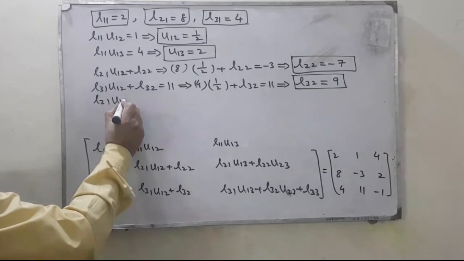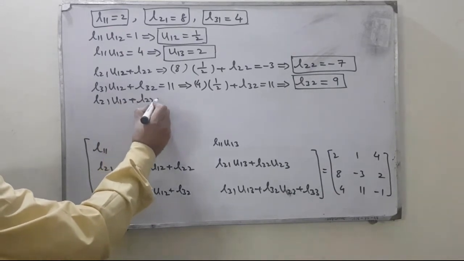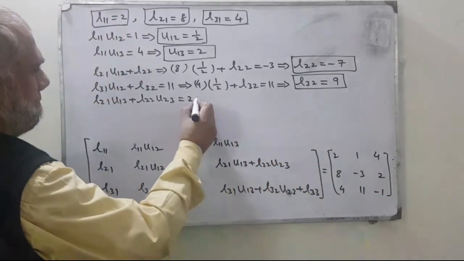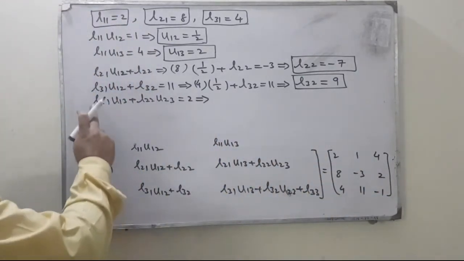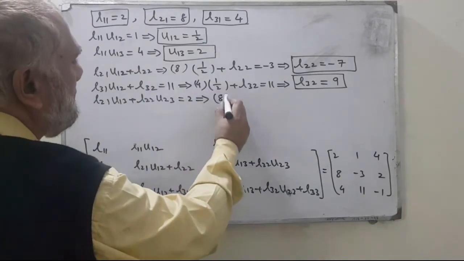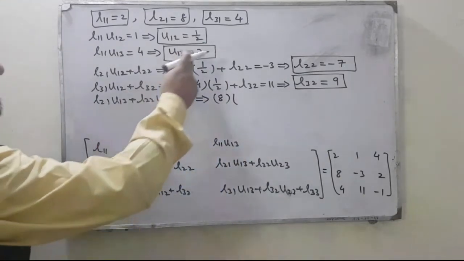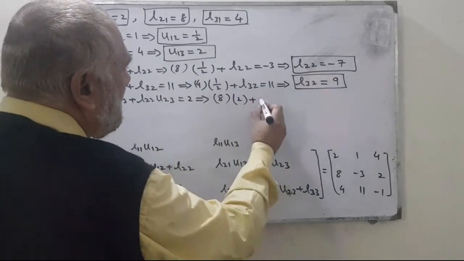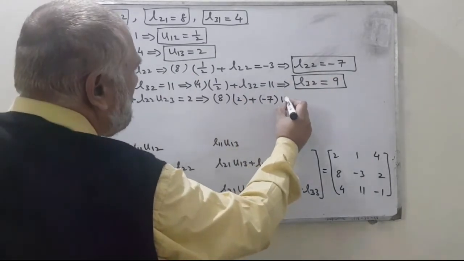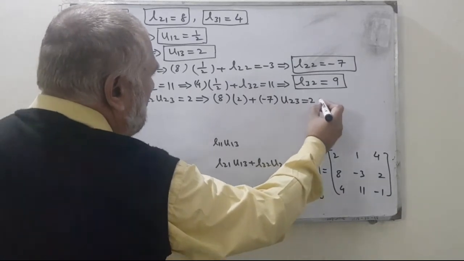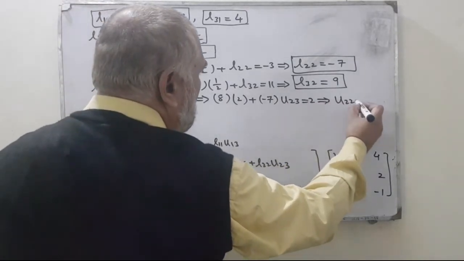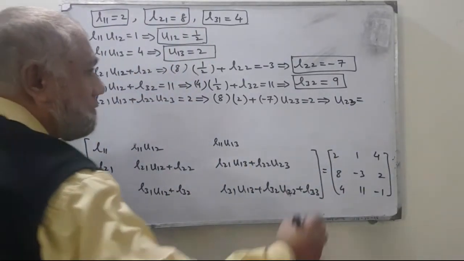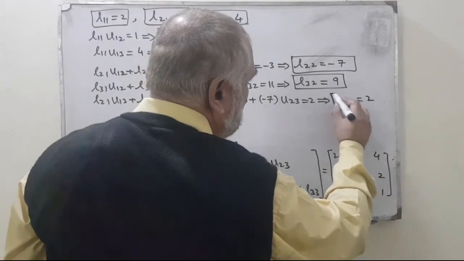L21 U13 plus L22 U23, and this is going to be equal to 2. From here L21 is 8, U13 is 2 plus L22 minus 7, and U23 you can calculate. So from here we can separate U23, and U23 will be equal to 2 after simplification.